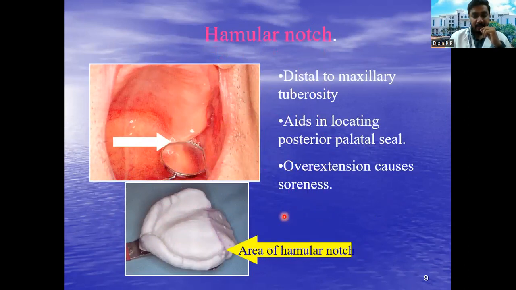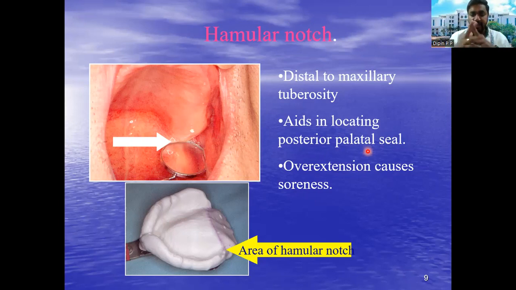Then we have the hamular notch. The hamular notch is located distal to the maxillary tuberosity. It aids in locating the posterior palatal seal. So, how will you record the hamular notch? The hamular notch is a depression-like extension which is posterior to the maxillary tuberosity. We can palpate the hamular notch by using a mirror, or there is something called a T burnisher.